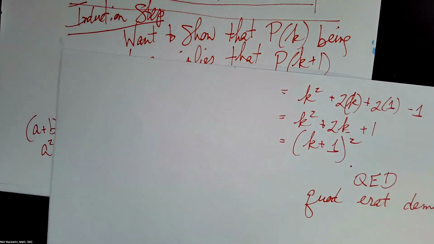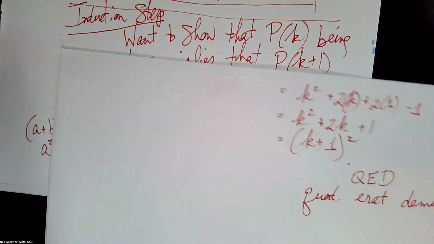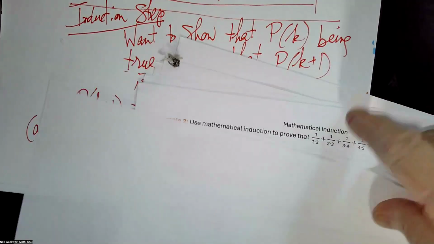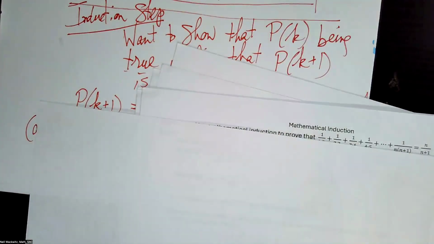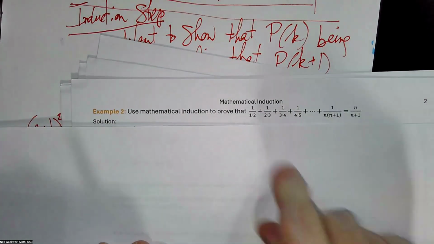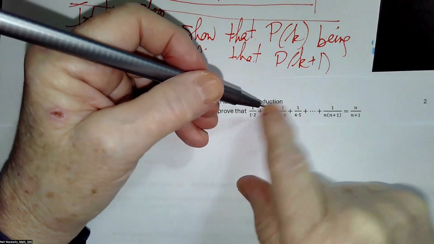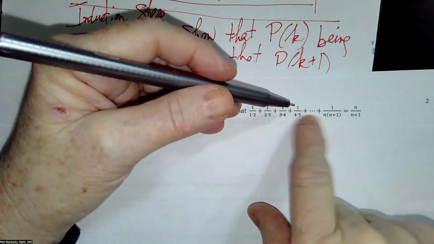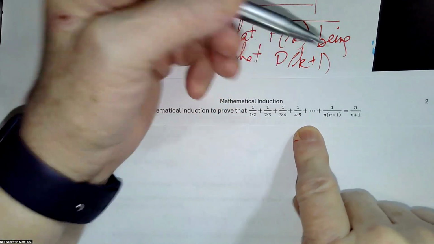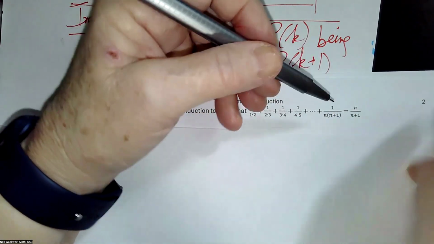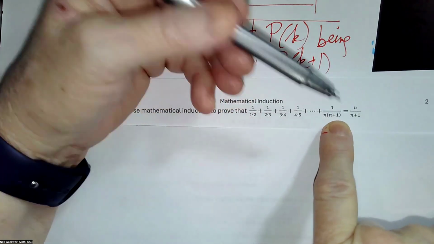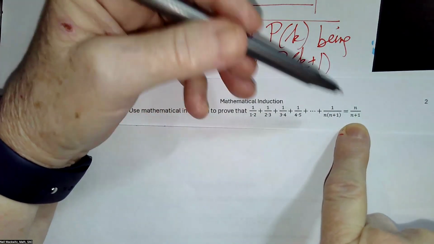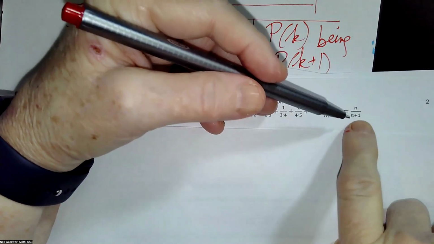Let's try something more exciting. Let's prove that 1 over 1 times 2 plus 1 over 2 times 3 plus 1 over 3 times 4 plus 1 over 4 times 5, all the way up to 1 over n times n plus 1. We want to show that that whole thing is equal to n over n plus 1.